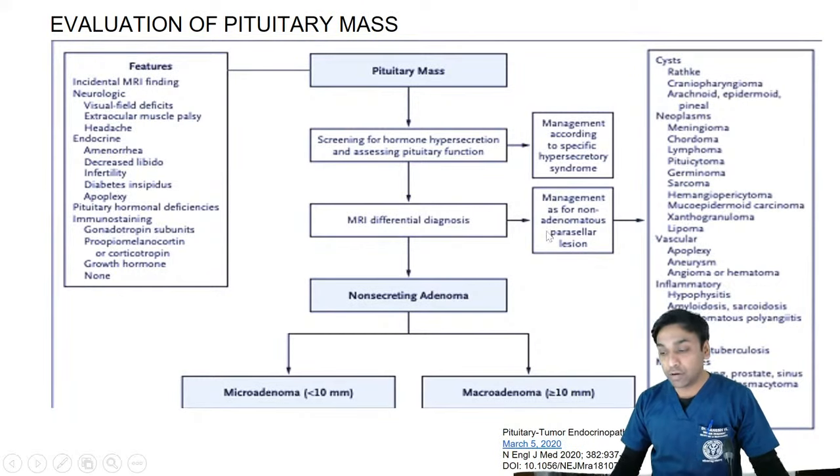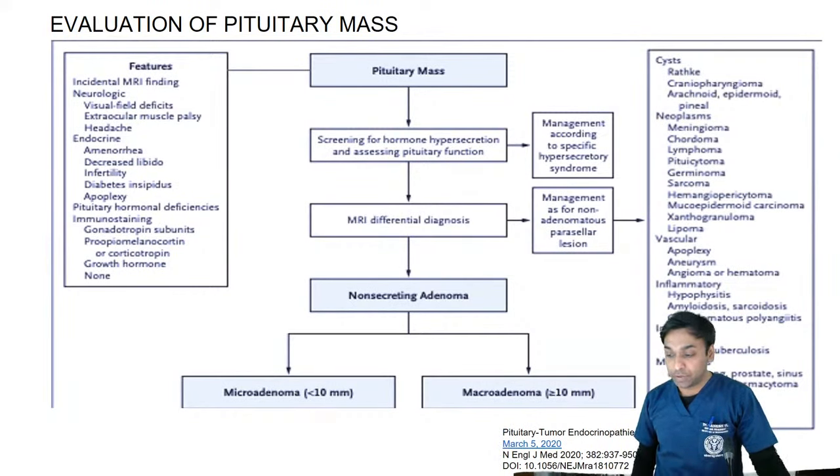Management of other parasellar lesions includes cysts, ranging from Rathke cyst to craniopharyngiomas, arachnoid, epidermoid, and pineal region cysts entering into the sellar region. Other neoplasms can also present, as mentioned earlier by Dr. Savya, and vascular lesions like apoplexy and aneurysms can also present. Inflammatory lesions like hypophysitis, amyloidosis, sarcoidosis, and granulomatosis with polyangiitis can also be there. Infections tracking down to the sellar region can also be there. Metastasis, especially from breast and lung, is most common to the pituitary. Other lesions can be ectopic pituitary and fibrous dysplasia.